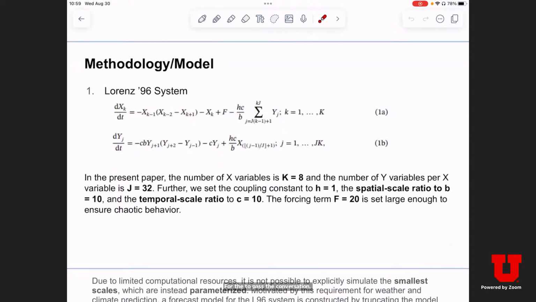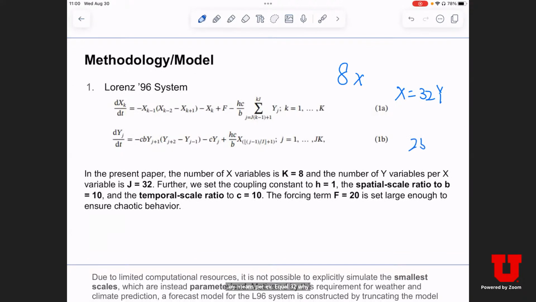We also know the Lorenz 96 system from the last paper, but they didn't list the Z variable in this paper. I mean, they don't consider the smallest scales here. In this paper, they set K to 8, which means they have 8 X. J means per X there are 32 Y, so they have 256 Y in total. Each X corresponds to 32 Y variables. The number of Y variables per X is 32.